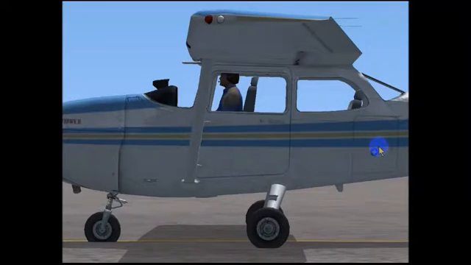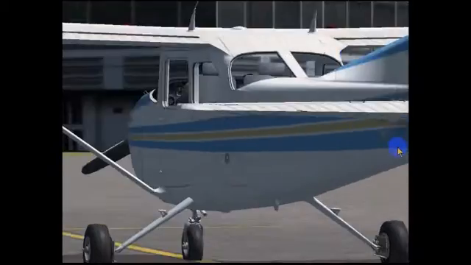Maximum baggage in this compartment. What is the max capacity? I'm just looking at the... so I haven't flown this. 50 pounds. So you can put 50 pounds of baggage in this compartment safely, and it should not affect the weight and balance, but you would do a weight and balance computation just to make sure that the aircraft is loaded properly within limits.